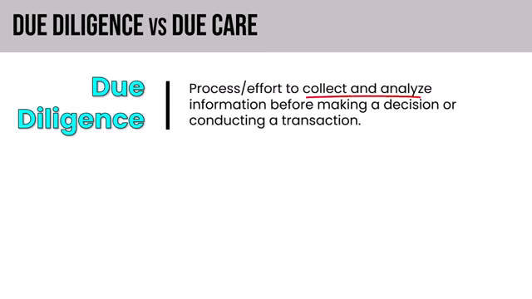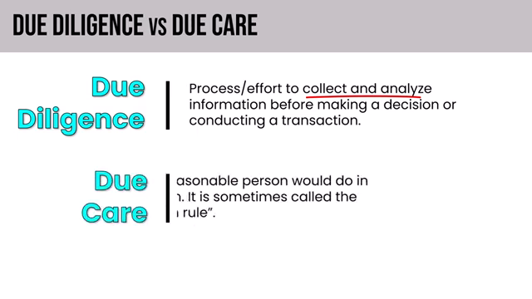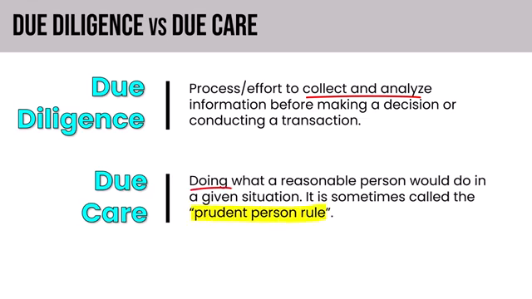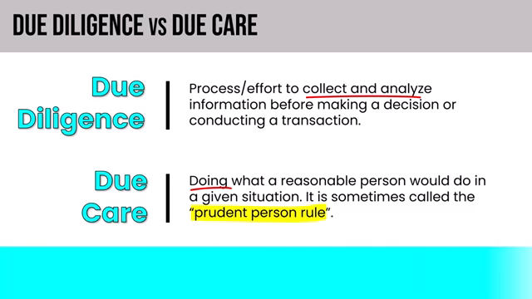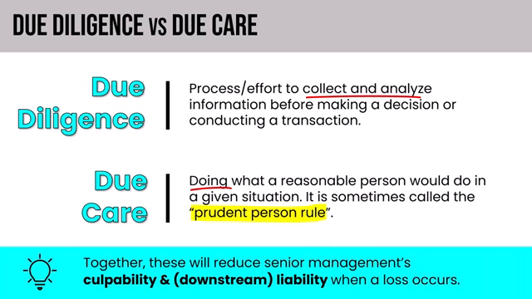So due diligence is the process of collecting and analyzing information before making a decision or conducting a transaction. Due care is doing what a reasonable person would do in a given situation. It's sometimes called the prudent person rule. So together, these will reduce senior management's culpability and downstream liability when a loss occurs, because the organization has a responsibility of due care, of implementing reasonable security to protect user data. So let's just break these down a bit further.